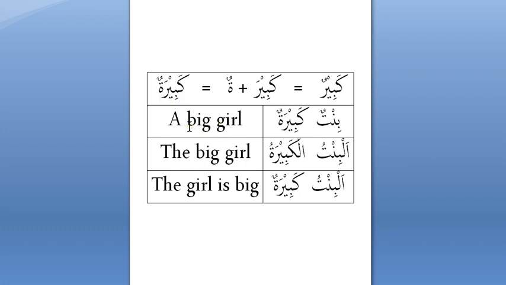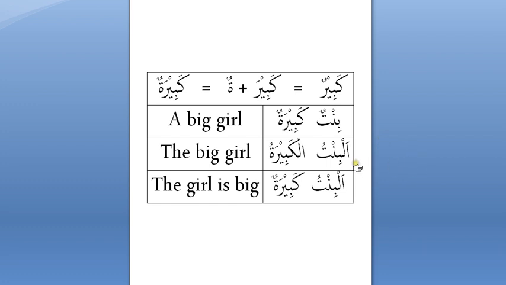Now we have to write a big girl. We have to place the noun first. The noun is girl. Then the characteristic of the girl being big will come later on. A big girl, that is a big plus a girl. A girl, bintun, and bintun is feminine. Kabiratun. We can't say bintun kabirun. We say bintun kabiratun.